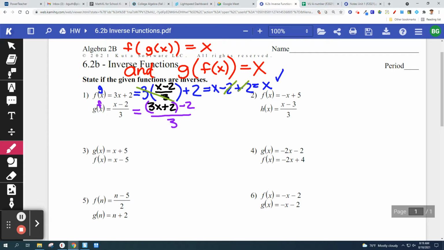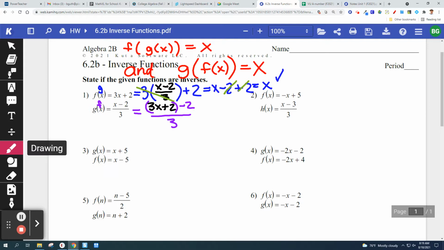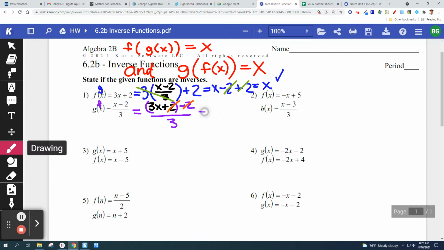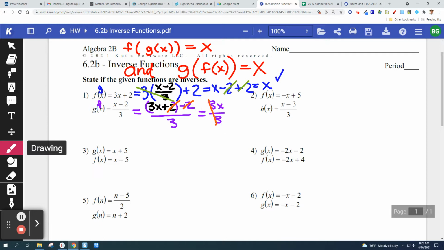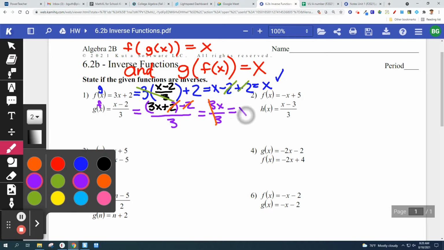Okay. So if we're going to simplify this, well, there is no distributive property. Those parentheses don't really do anything on the top. Okay. So there's not really a distributive property. It's just 3x plus 2 minus 2. And those 2's are going to knock each other out, the plus 2 and the minus 2. And so at this point, we have 3x over 3. And you say, well, okay, at this point, those 3's knock each other out. It's a times 3 and a divide by 3. And we're left with just x, which is what we want.